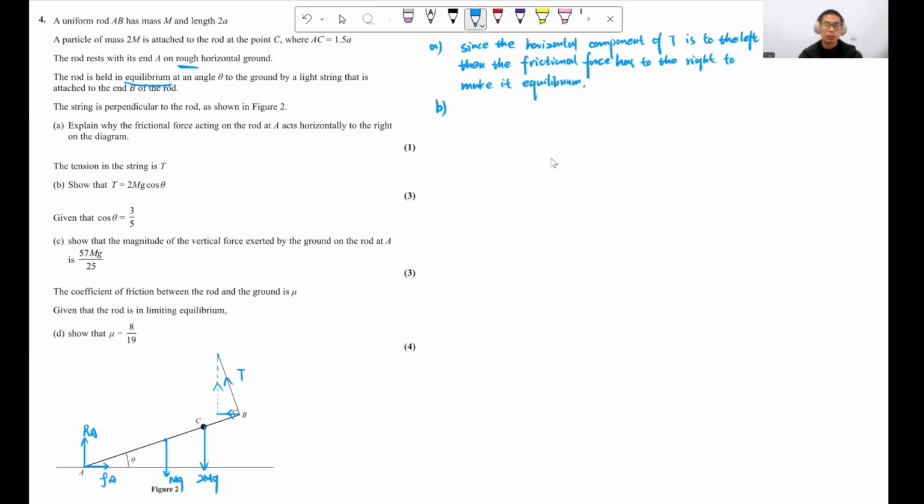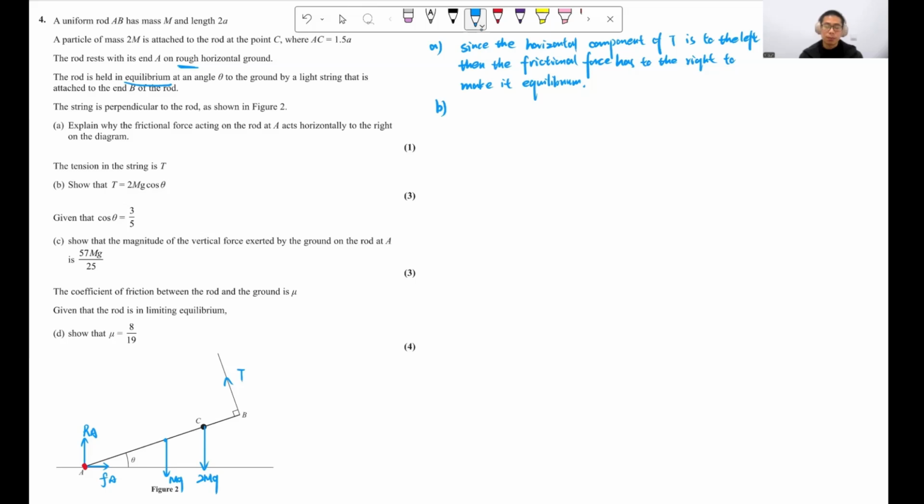And then part B. So the tension in the string is T. Show that T is equal to 2mg cos theta. So let's just ignore those two components first. We just look at the forces we already have in here. So like always, we take moments at point A. So we can ignore RA and F because they are on the same line as point A. So we only need to care about mg, 2mg, and tension.